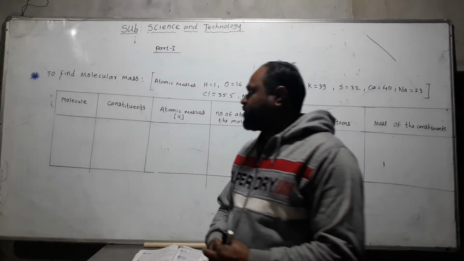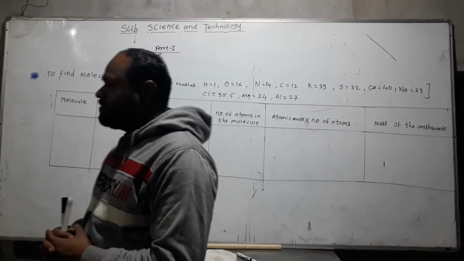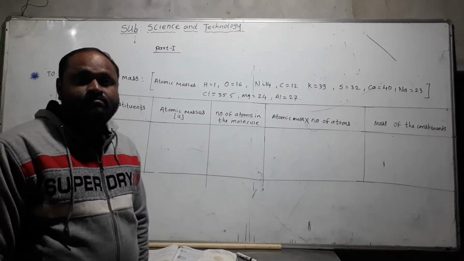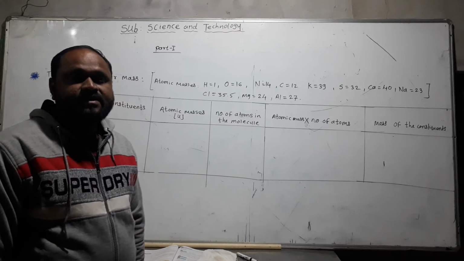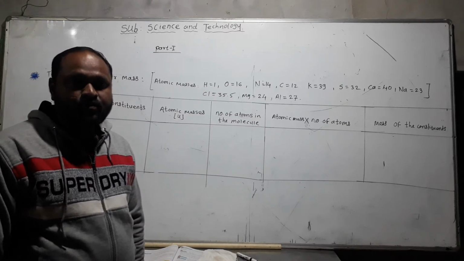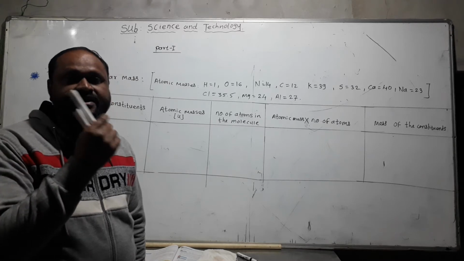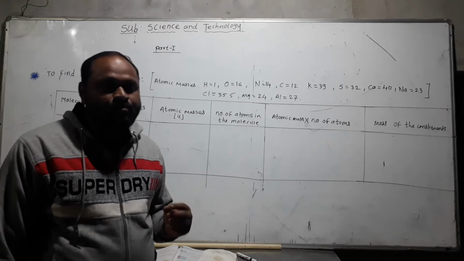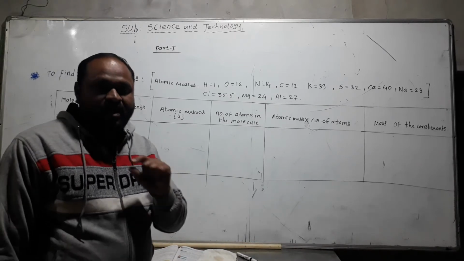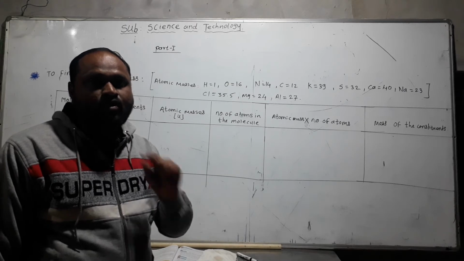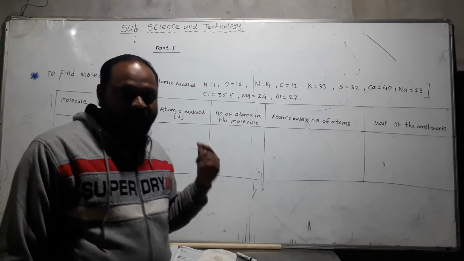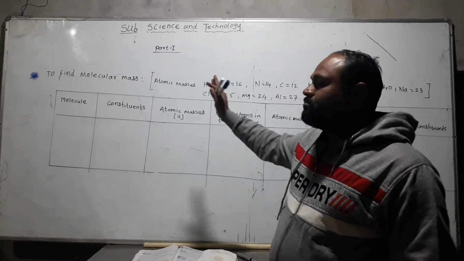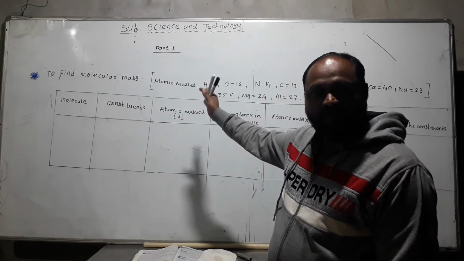Hello students, today we are going to start the topic: how to find molecular mass. What is meant by atomic mass? In an atom, the whole atomic mass is concentrated inside the nucleus, and it is found by adding the protons and neutrons. This is called the atomic mass number of an atom. So to find the molecular mass, we have to use the atomic masses of some elements.